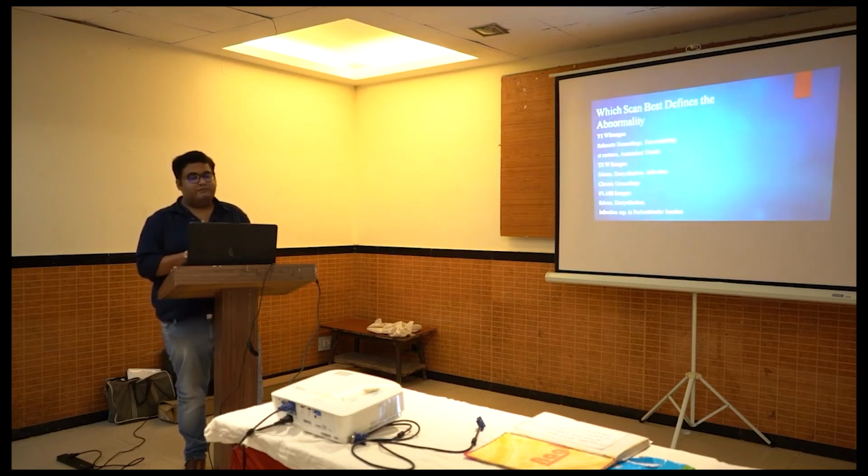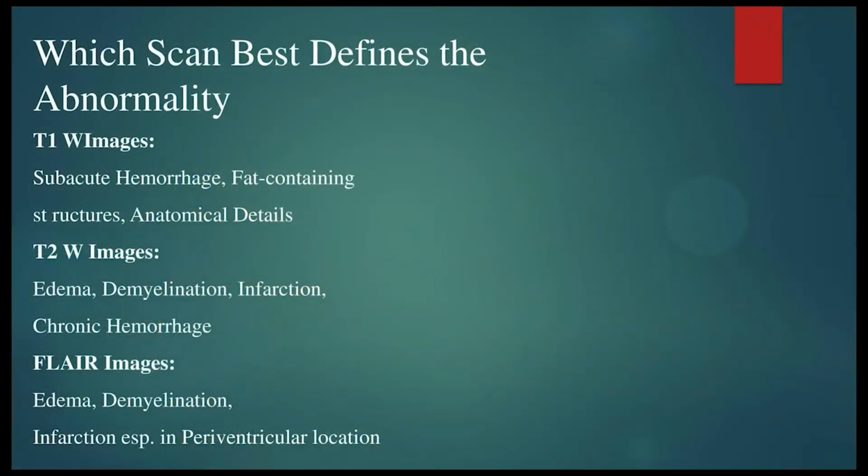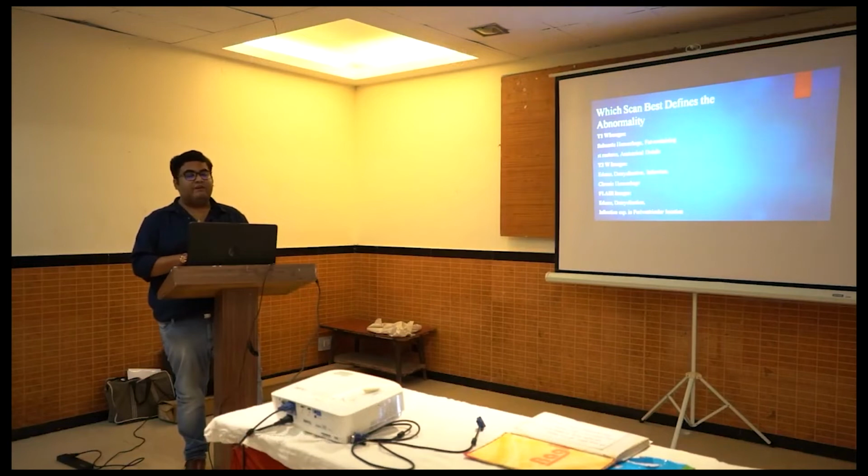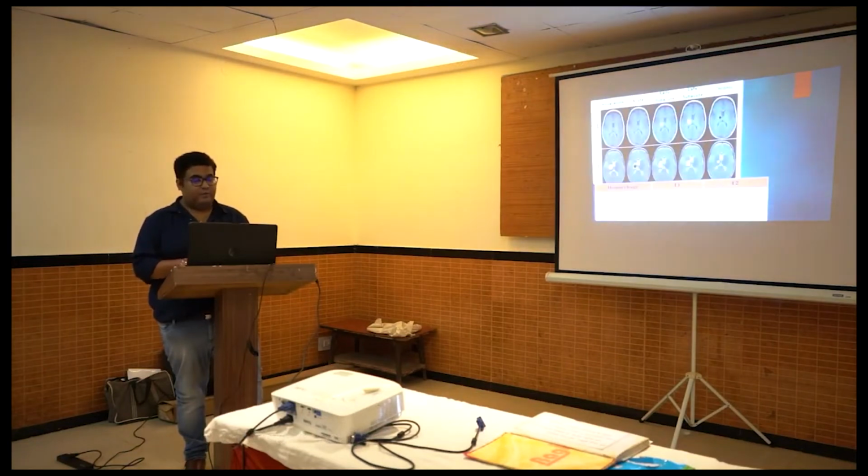Which scan best defines the abnormality? On T1 weighted images, subacute hemorrhage, fat containing structures and anatomic details are best defined. On T2 weighted images, edema, demyelination, infarction and chronic hemorrhage are best defined. On FLAIR images, edema, demyelination and infarction, especially in periventricular locations, are well defined.